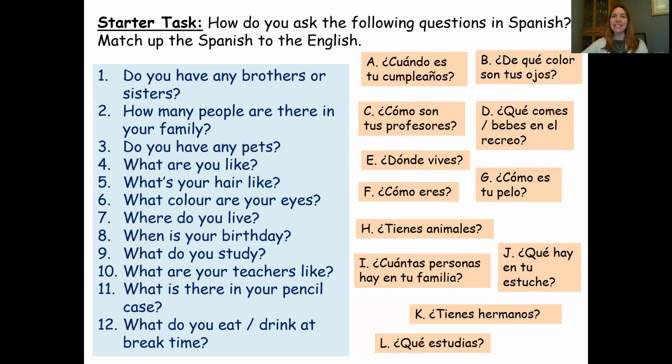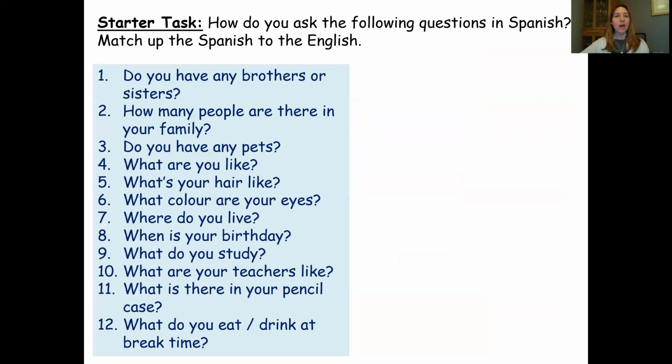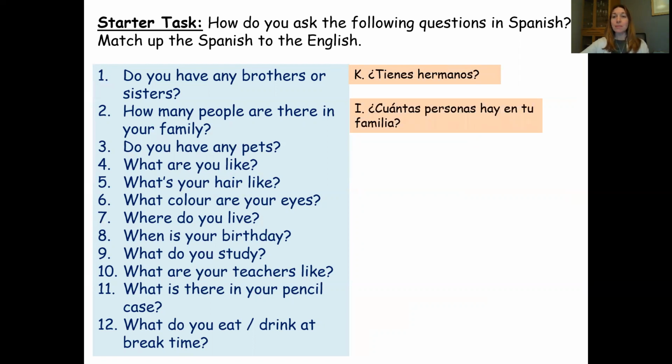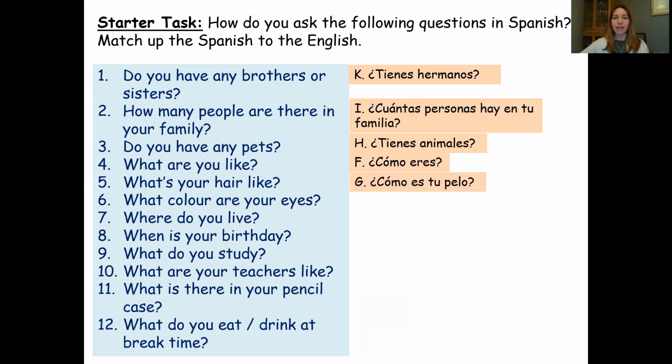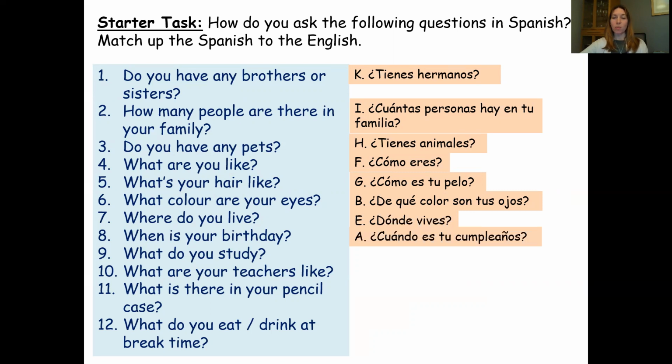Excelente, muy bien. Let's see how you got on with that. So, number 1, do you have any brothers or sisters? ¿Tienes hermanos? Number 2, how many people are there in your family? ¿Cuántas personas hay en tu familia? Number 3, do you have any pets? ¿Tienes animales? What are you like? Question number 4. ¿Cómo eres? Number 5, what's your hair like? ¿Cómo es tu pelo? What color are your eyes? ¿De qué color son tus ojos? Where do you live? ¿Dónde vives? When is your birthday? ¿Cuándo es tu cumpleaños?